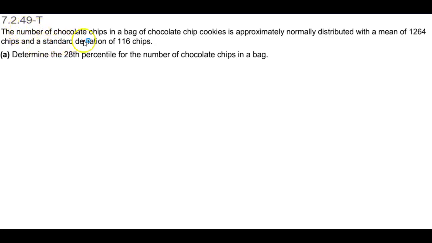7.2.49-T. The number of chocolate chips in a bag of chocolate chip cookies is approximately normally distributed with a mean of 1264 chips and a standard deviation of 116 chips. Determine the 28th percentile for the number of chocolate chips in a bag.